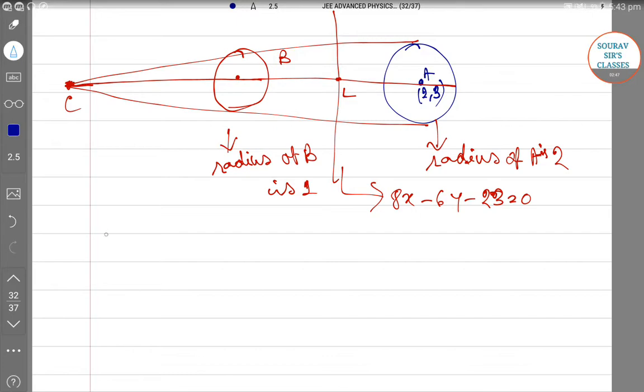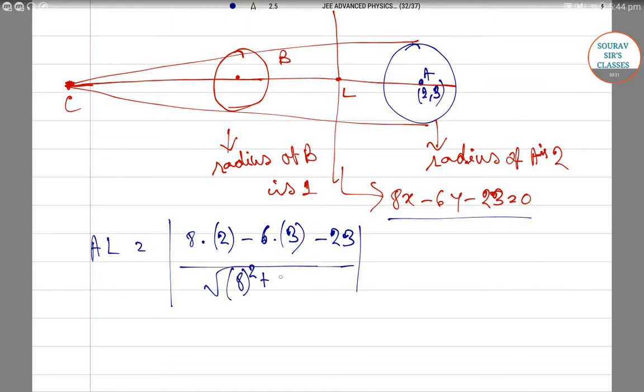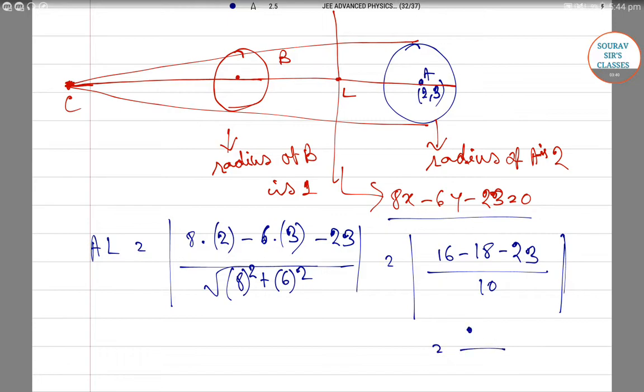So AL equals 8 into 2 minus 6 into 3 minus 23, divided by root of 8 squared plus 6 squared. Putting the x and y values 2 and 3, this equals the modulus of 16 minus 18 minus 23 divided by root of 100, which is 10. So the modulus of this is 25.